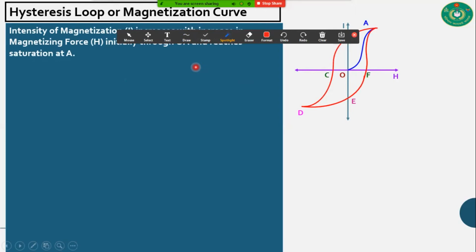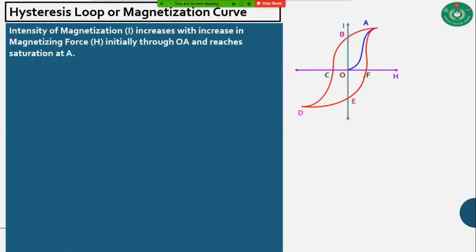Okay, intensity of magnetization increases with the increase in magnetizing force, that is H, initially through OA and reaches saturation at A. This is our saturation point. And when H is decreased, I decreases, but it does not come to zero. That is, while H is 0, I is not 0, but it is supposed to be.